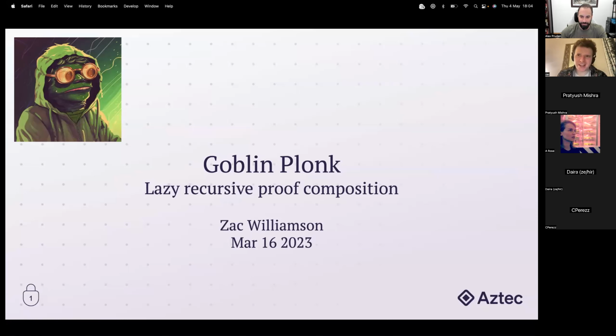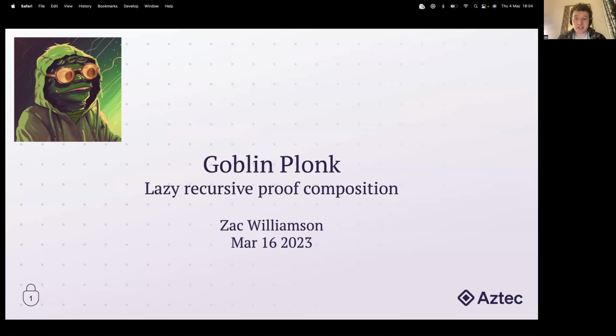Hey, everyone. So yeah, Goblin PLonK. What the hell is Goblin PLonK? This is some work we've been doing recently about how to do efficient recursive proof composition. There's also been a lot of research lately about folding schemes using sum-checks. This is adjacent to that, but I think it can be combined in very interesting ways, which perhaps we can discuss at the end.